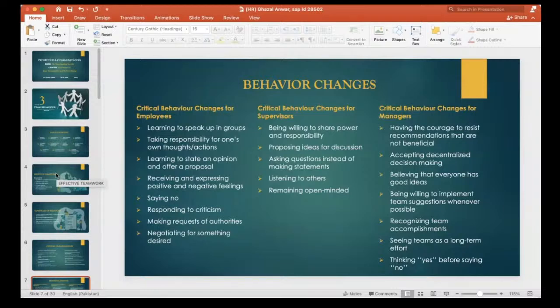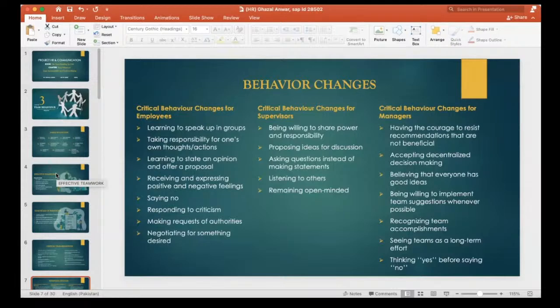Proposing ideas for discussion, asking questions instead of making statements. You should ask questions. You cannot just say this is going to happen or we are going to do this. You should ask others' opinion. You should ask others, okay, if we are going to do this, whether it is going to be right or wrong. You should have the ability to listen to others, and you should be an open-minded person. And if you're going to be a manager, you have to adapt this list of things in yourself.